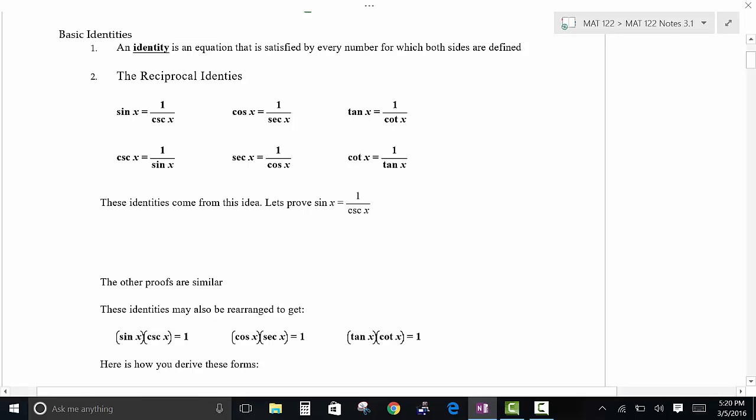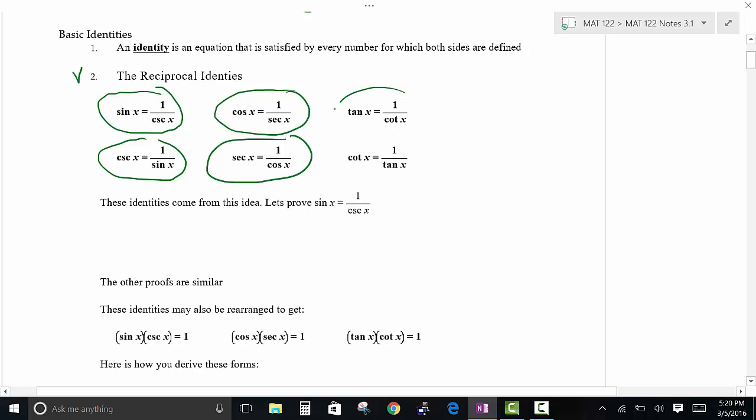So these are what we call the reciprocal identities. Actually, we've already learned these if you think about it. We know the sine and the cosecant are reciprocals of each other, and we know that the cosine and the secant are reciprocals of each other, and the tangent and cotangent are also reciprocals of each other. So that's really what these identities are saying.